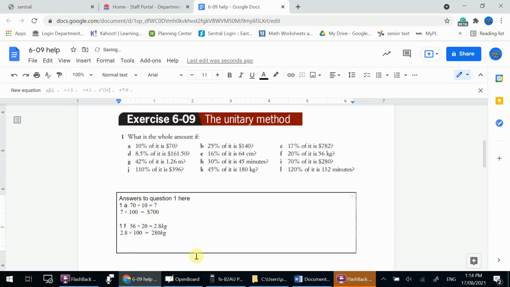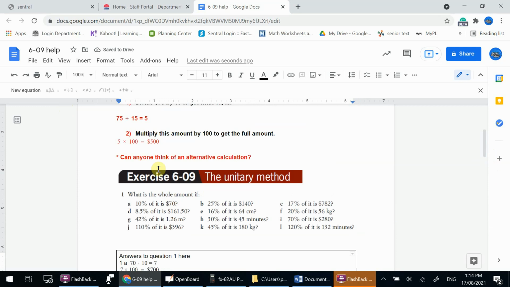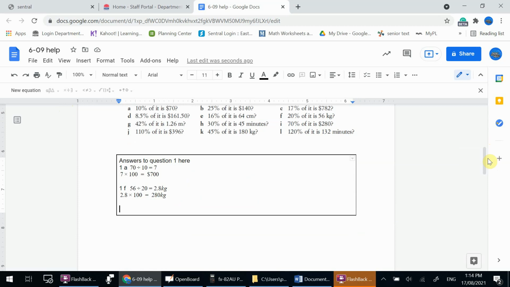Just want to show you something else. I posed a question in the Google Doc. Can anyone think of an alternative calculation? And I'll show you it using 1F. This is the alternate way. It sort of defeats the purpose of the unitary method, but handy to know.